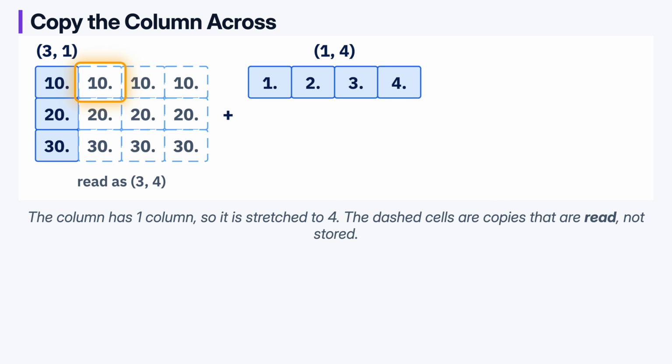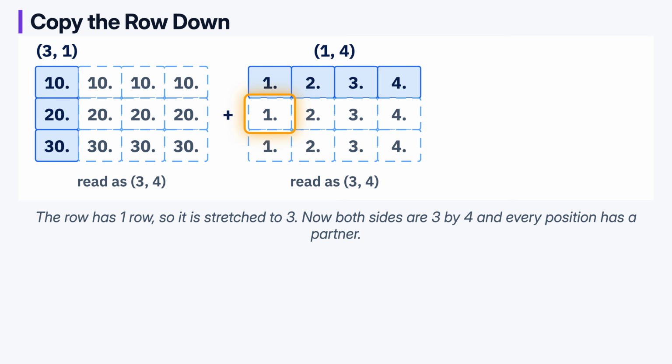The column has only one column, so it stretches out to 4. These dashed cells are copies of the same values. And they're read, not stored. PyTorch just rereads the same 3 numbers for each column. Now the row. It has only one row, so it stretches down to 3, more dashed copies. Now both sides are 3 by 4, and every position has a partner.